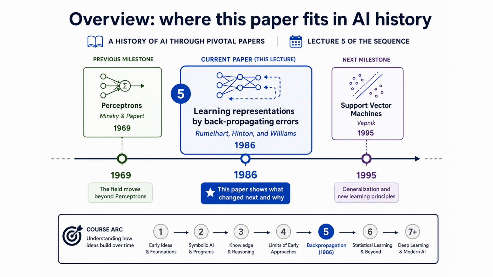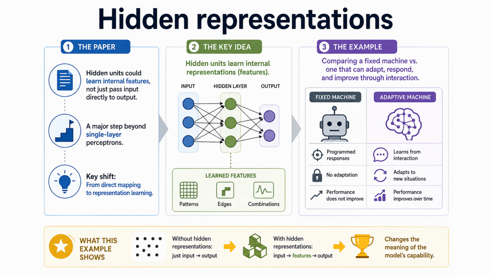For example, hidden representations matter when we compare a fixed machine to one that can adapt, respond, and improve through interaction. What this example shows is how hidden representations change the meaning of the paper's central argument. This matters because it helps explain why this paper became one of the foundation stones of AI history. Once that is clear, the next step is gradient descent through layers, because that extends the paper's argument in a more concrete direction.